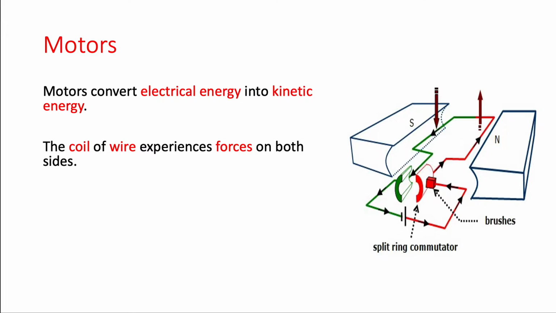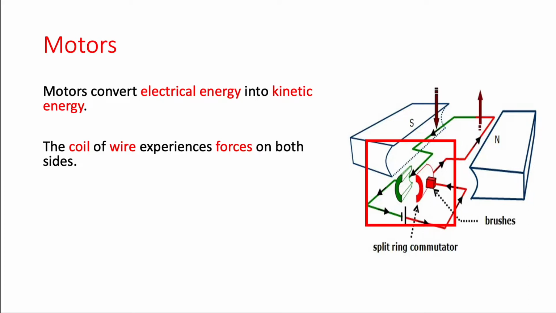If we didn't have the commutator, the wires would simply get very tangled, but also our wires would experience opposite forces as it rotates, and so it would end up flip-flopping backwards and forwards and not rotating around in a nice clear way. The split ring commutator steps in to stop that. This is our component here.